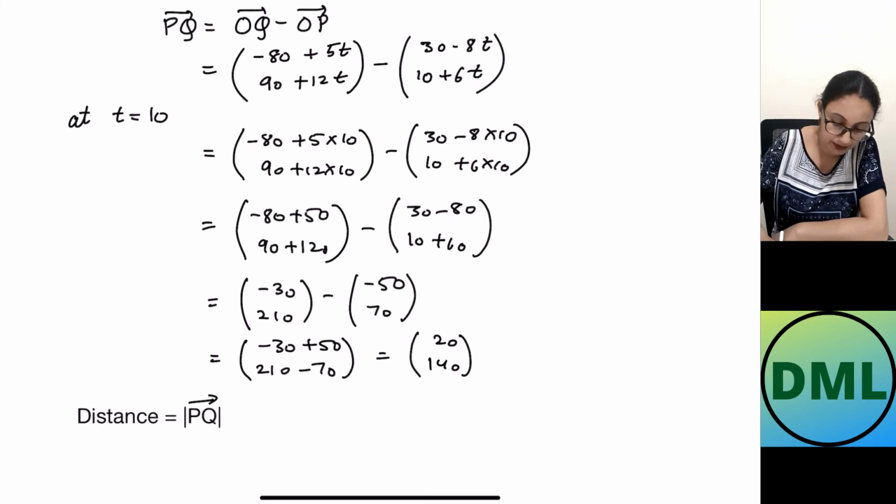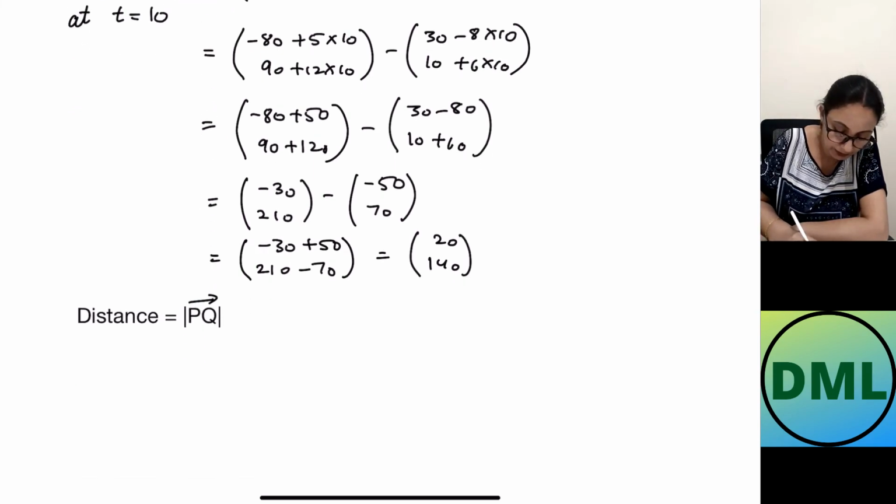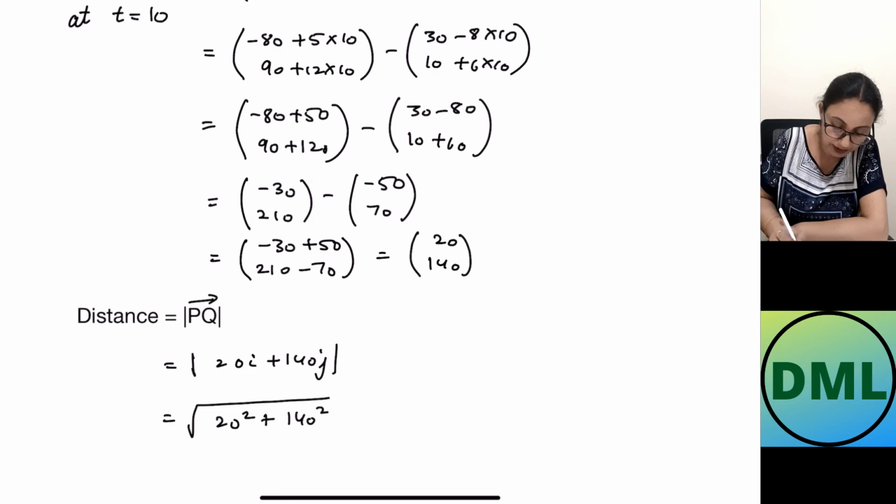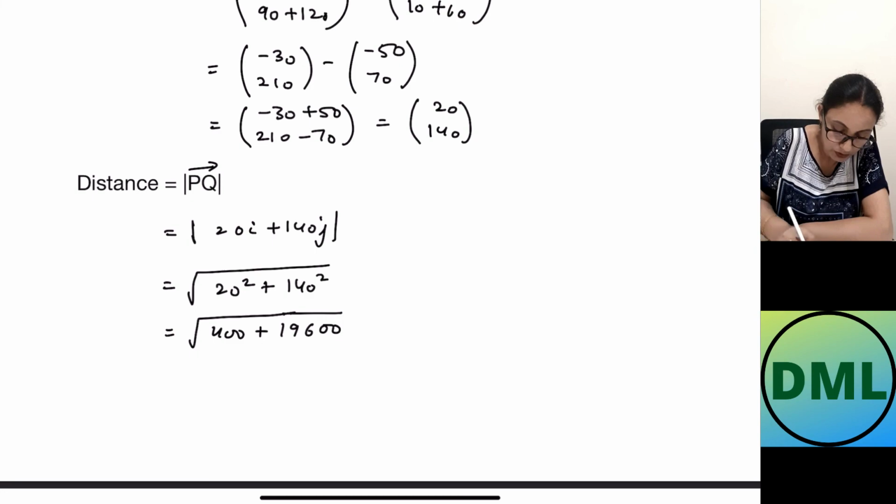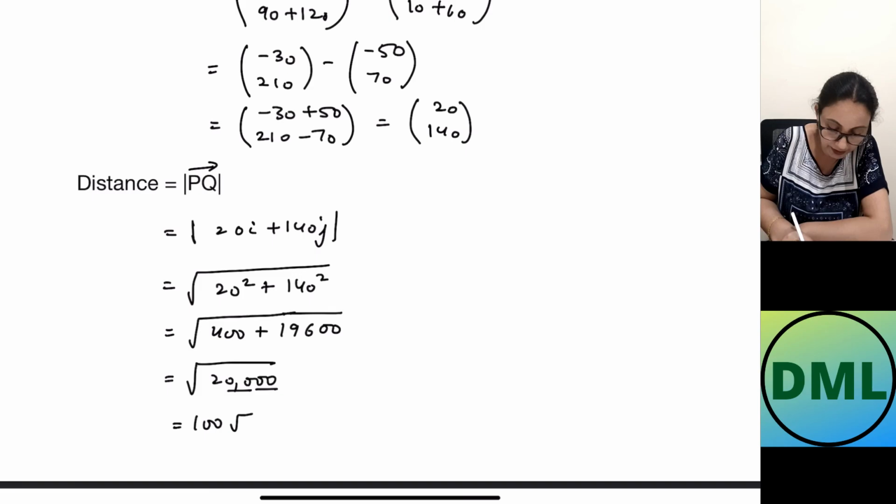Now I need to find out the magnitude of PQ. So the magnitude of PQ, for 20i plus 140j, will be equal to root of 20 square plus 140 the whole square. That will be written as 400 plus 19600. If I add it, that will be equal to 20,000. From this, taking the root of the double zeros, your answer will be 100 root 2.